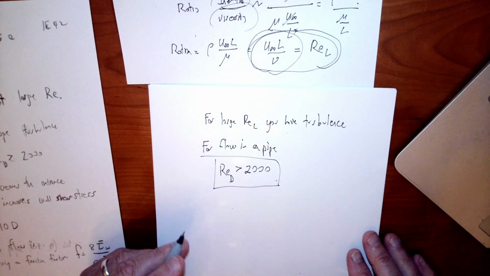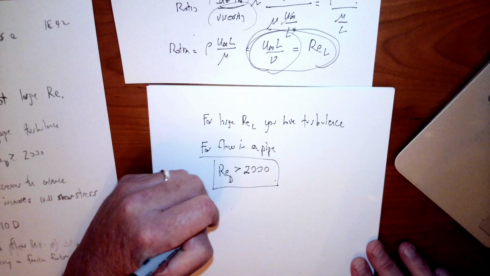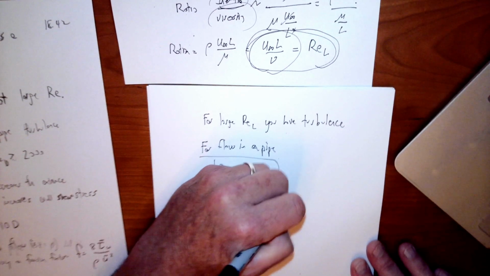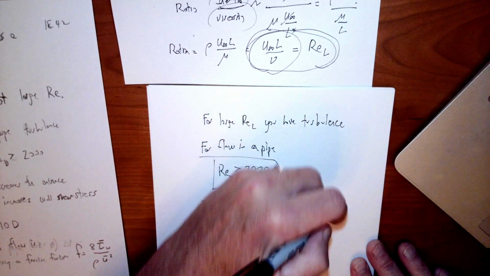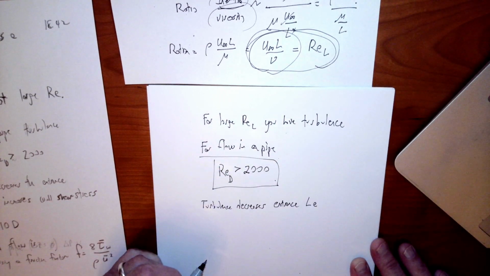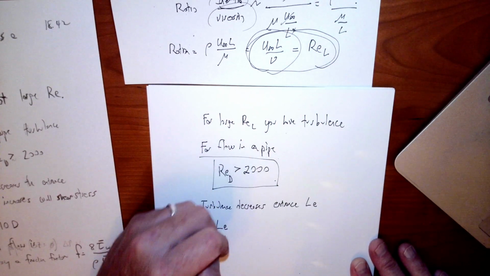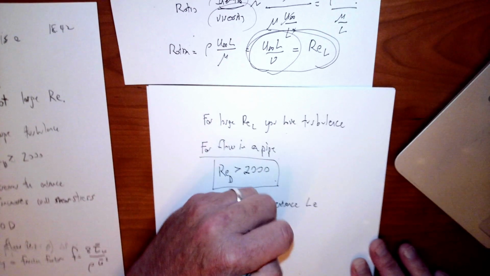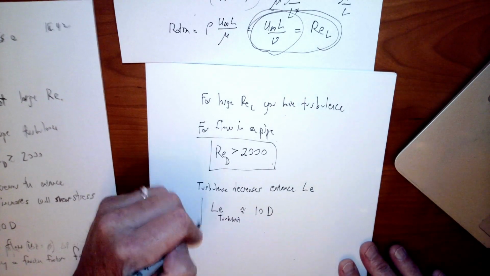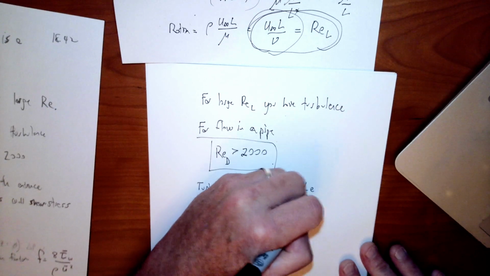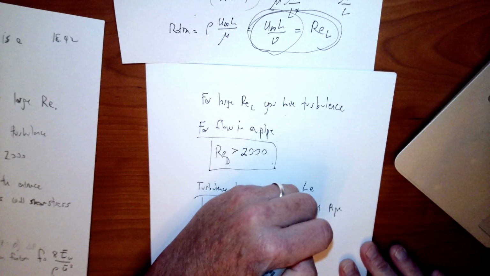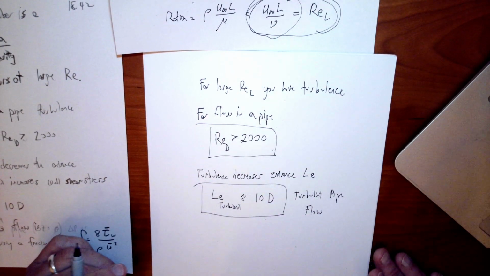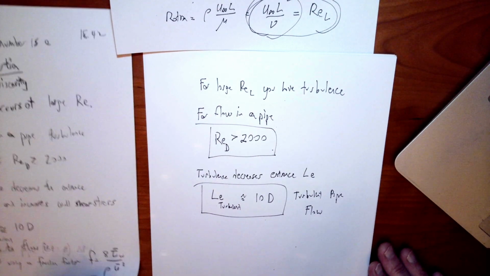Turbulence decreases the entrance length. The flow becomes fully developed more quickly in a turbulent situation. So it's a very simple relationship. The entrance length for turbulent flow is approximately 10 times the pipe diameter. That's it. So this is for turbulent pipe flow. Some people don't even think there is an entrance length for turbulent pipe flow. They say there is none. There actually is one, but it's only 10 pipe diameters.